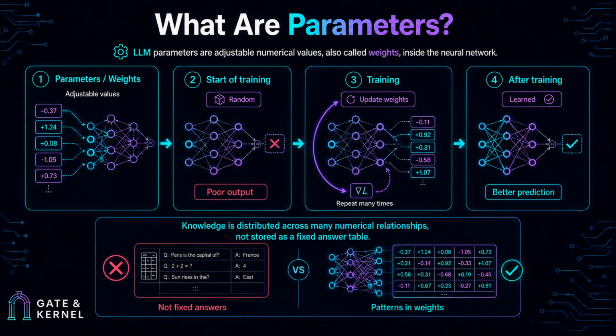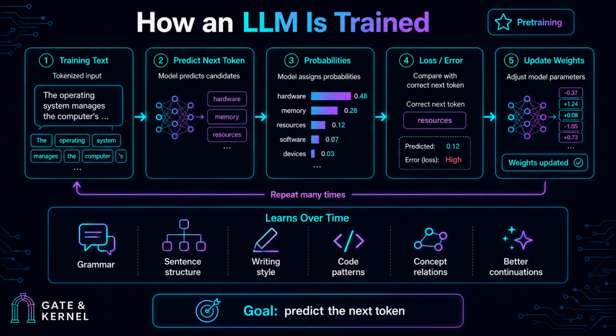Chapter 8. How an LLM is trained. The first major training stage is commonly called pretraining. The model receives a sequence of tokens and attempts to predict a missing token, or the next token. Suppose the training text contains, "The operating system manages the computer's..." The next token might be hardware, memory, resources, devices, software, or something else that fits the context.